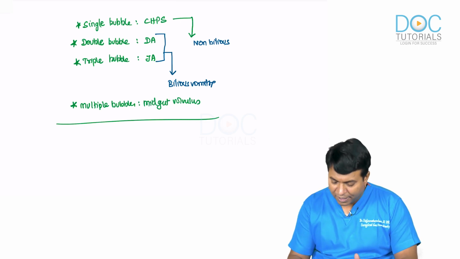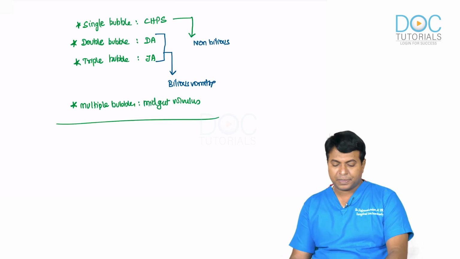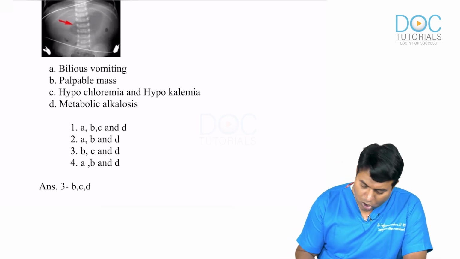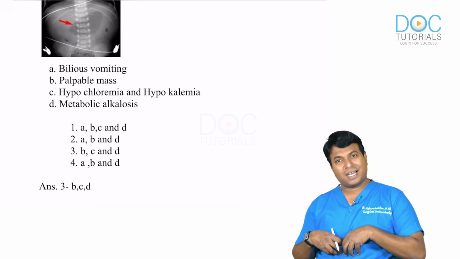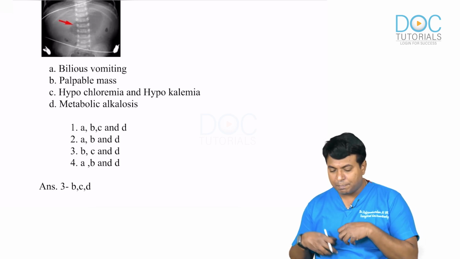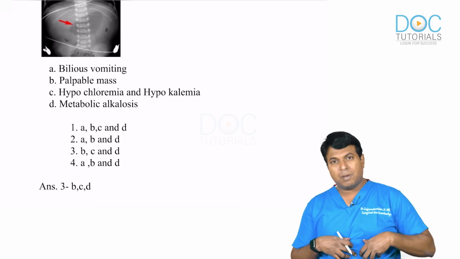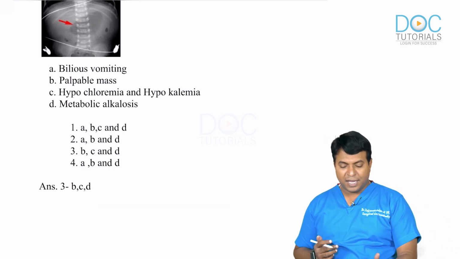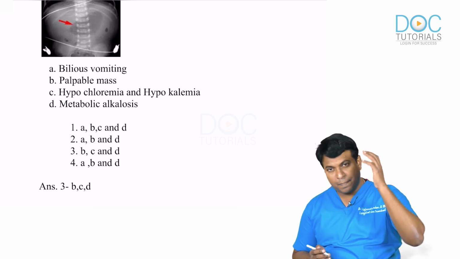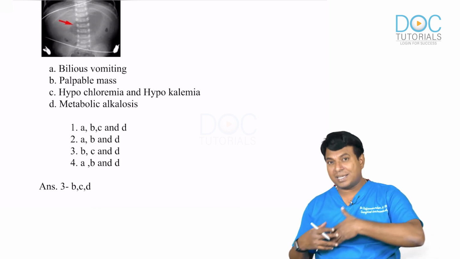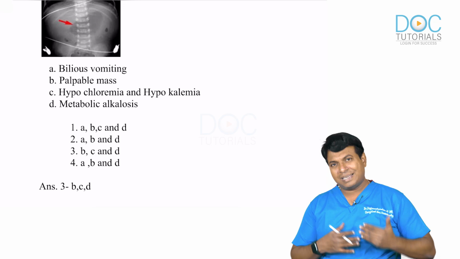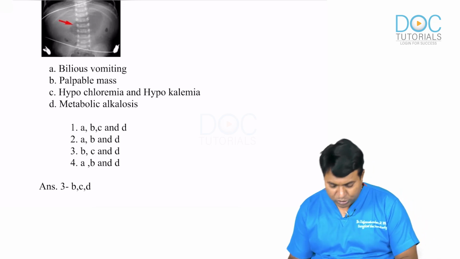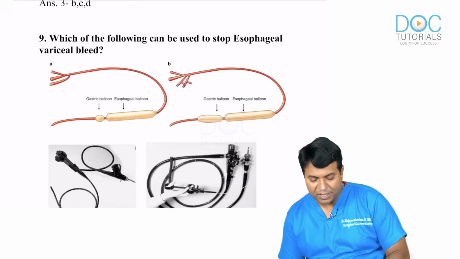This is a case where they have given you a patient with the single bubble appearance. Please remember the answer for this is not non-bilious vomiting. There will be a palpable mass. Congenital hypertrophic pyloric stenosis will be found as a palpable mass. A visible mass arising from left to right is also mentioned in the choices. Though I have mentioned only palpable mass, they have mentioned a mass seen from left to right, which is nothing but visible gastric peristalsis. Hypochloremia, hypokalemia, metabolic alkalosis are seen. So except for bilious vomiting, all are seen.